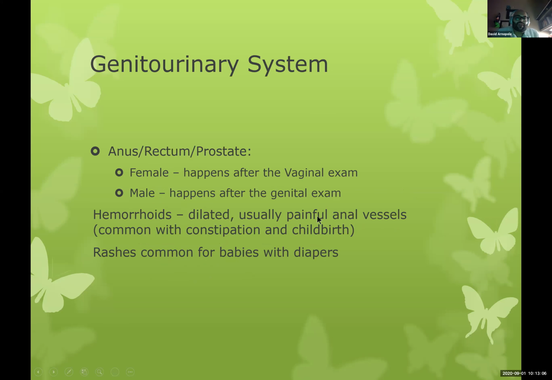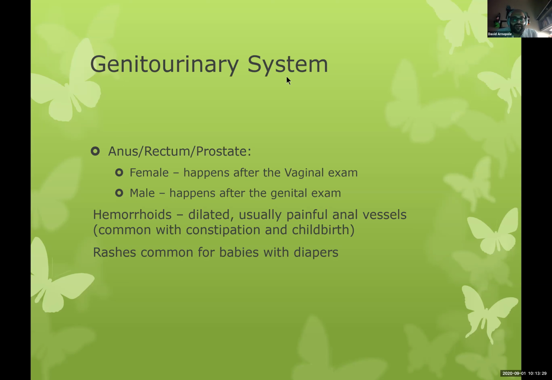Anus, rectum, prostate. For females, the anus and rectum are checked after the vaginal exam. In the male, you have anus, rectum, and prostate. That would be happening after the genital exams. You look at hemorrhoids. Are they dilated, painful? We're looking at hemorrhoids. We're looking to see if there's any bulges at the rectum.